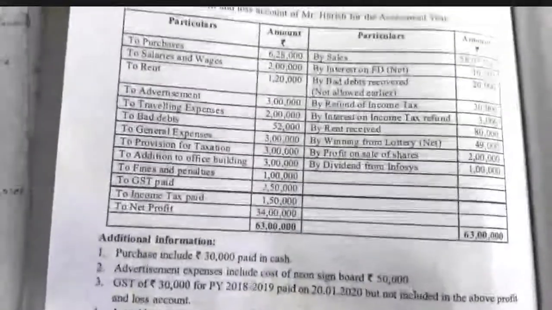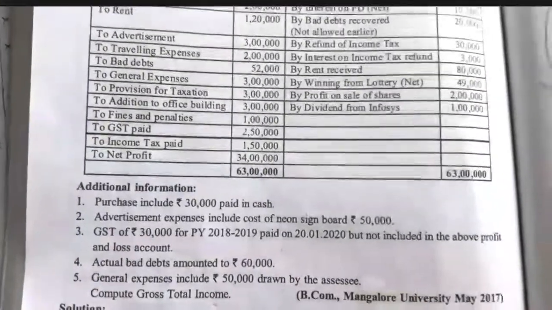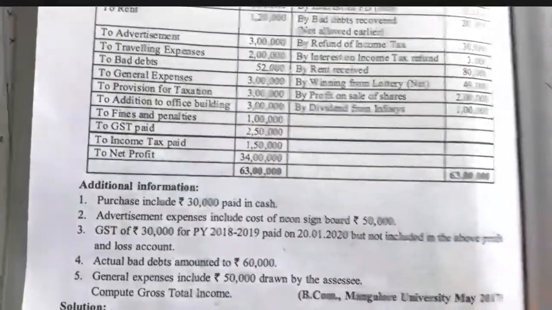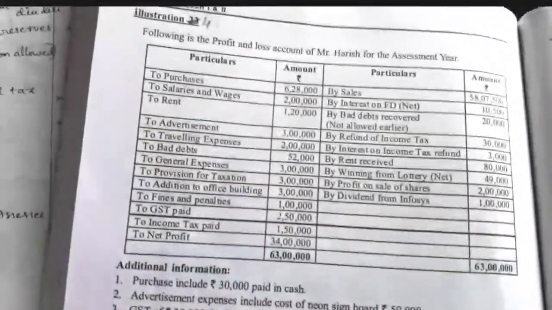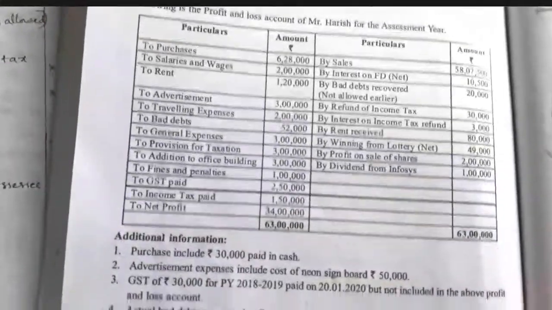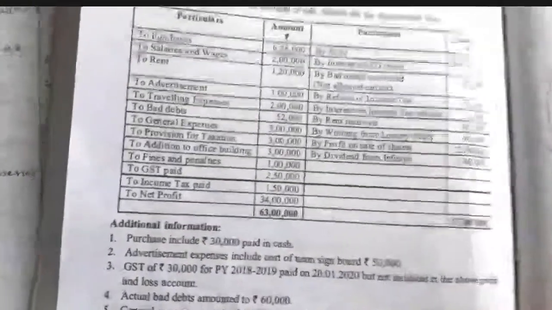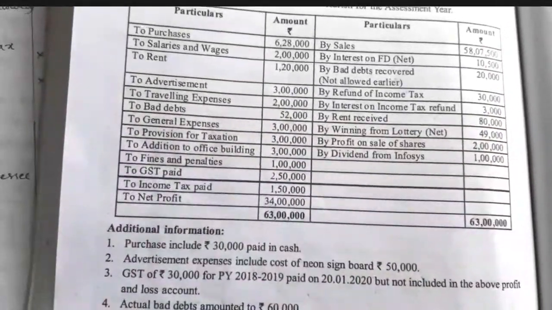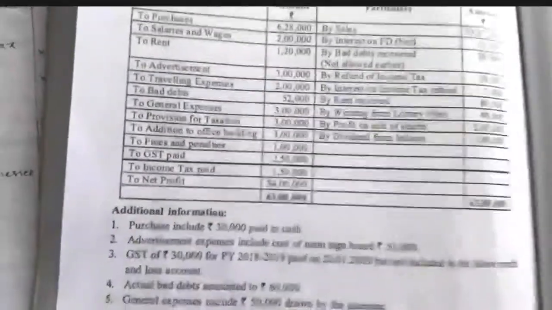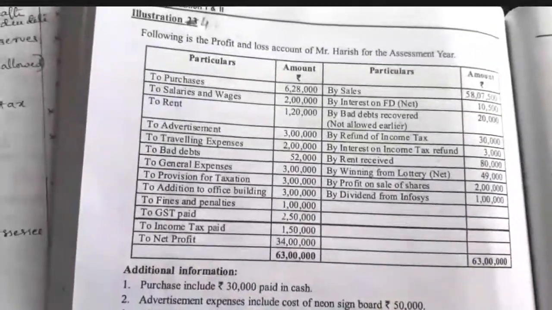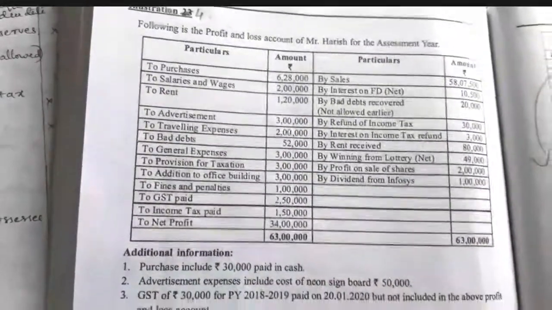So with this information we have to compute the gross total income. This question was asked in the BCom Mangalore University question paper, May 2017, for Section C. To find this gross total income, we have the various incomes which are taxable under different heads, and we also have the information relating to business. So now we have to calculate the business income first with the help of this profit and loss account and additional information.